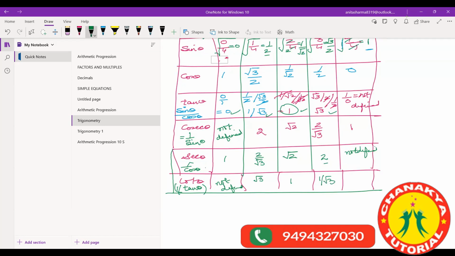Puria, reciprocal of not defined, beta. 0, ma'am, because not defined is 1 upon 0 and we have to find the reciprocal of this. So 0 will go in the numerator. So 0 by 1 will be 0. So children, I hope you all have understood how to make the trigonometry angle table.